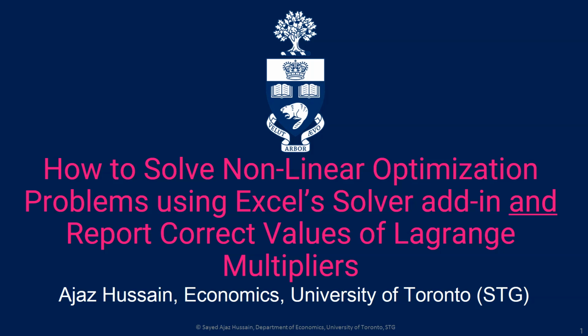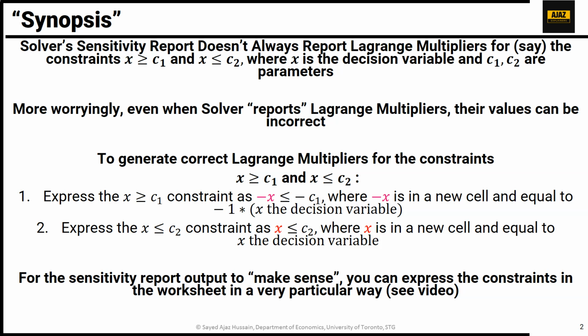So what I'll do is I'm going to show you the following. Given that the sensitivity report doesn't always produce Lagrange multipliers, and even if it does, it produces the wrong sign, we're going to show you how to fix the problem. So let's take a problem where you have to maximize y subject to this constraint and that constraint. If your constraints are on x, the decision variable, you're not going to get the Lagrange multipliers.